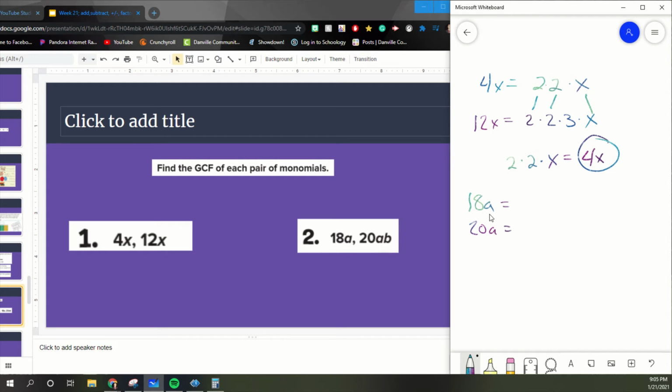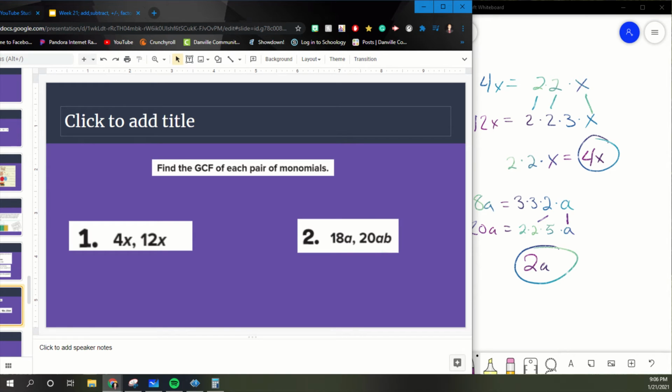So 18 here, I have 9 times 2. Well, 9 breaks down to 3 times 3, and 2 is just there. And don't forget your a. 20, we have 4 and 5. 4 can break down to 2 and 2, and 5 can't break down, times a. Well, look at that. We have a 2 alike, and we have an a alike. So our greatest common factor there is 2a. So that's how you can do those pretty easily.